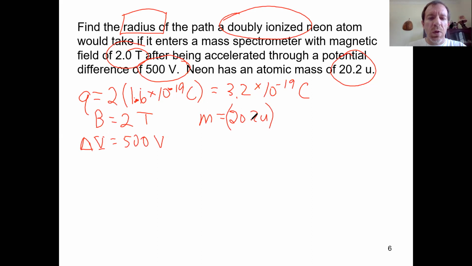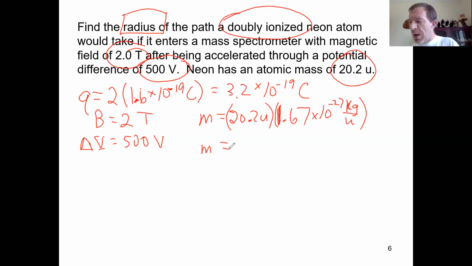That's great, but we don't usually work in atomic mass units. We work in kilograms. There is 1.67 times 10 to the negative 27 kilograms per atomic mass unit. So when we do the math there, we find that our mass is 3.37 times 10 to the negative 26 kilograms.